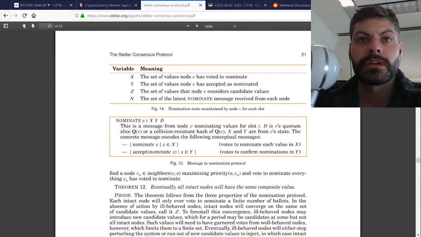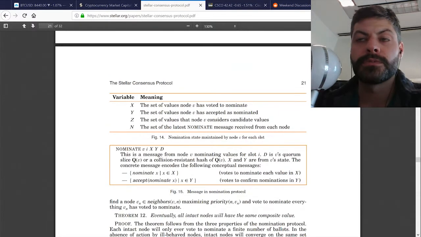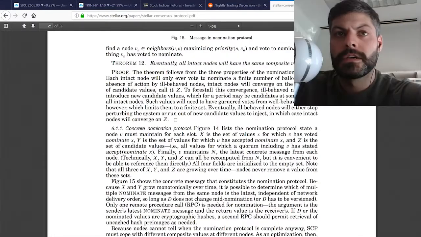Theorem 12. Eventually all intact nodes will have the same composite value. See proof below on page 21. 6.1.1 Concrete Nomination Protocol. Figure 14 lists the nomination protocol state a node v must maintain for each slot. X is the set of values x for which v has voted nominate x.